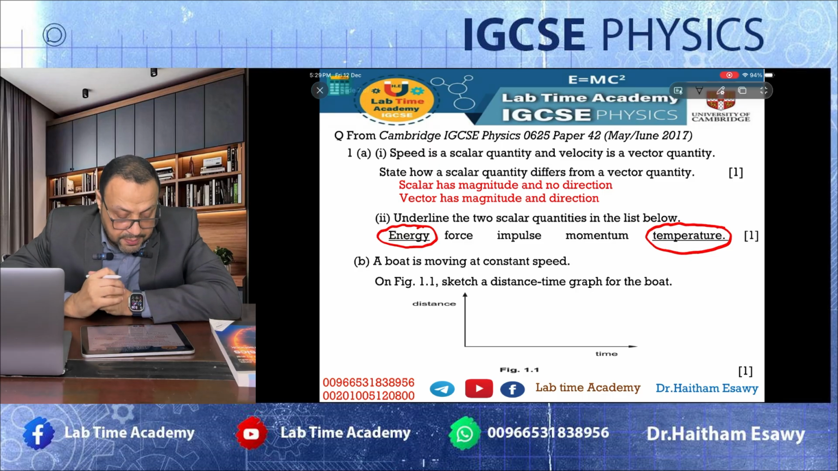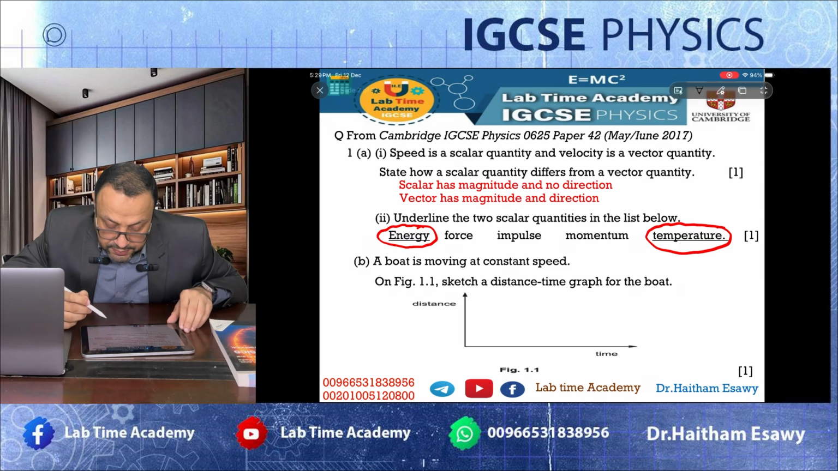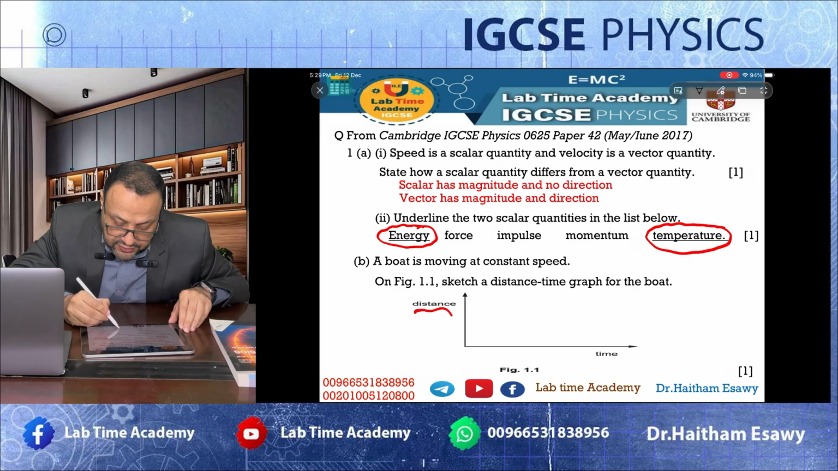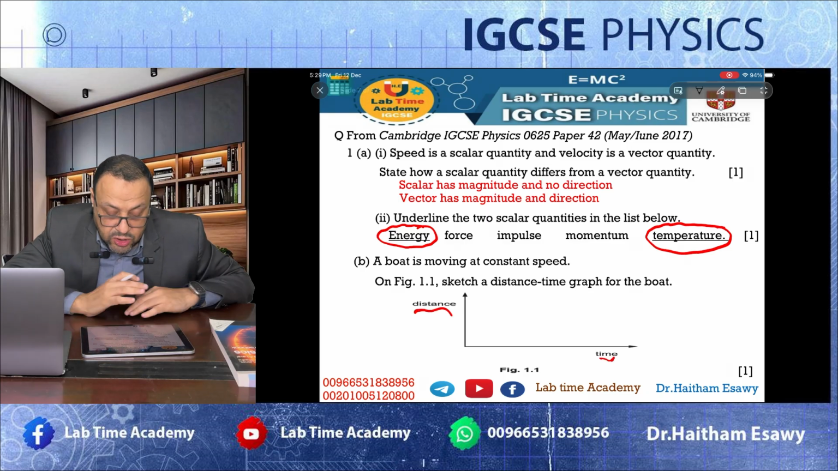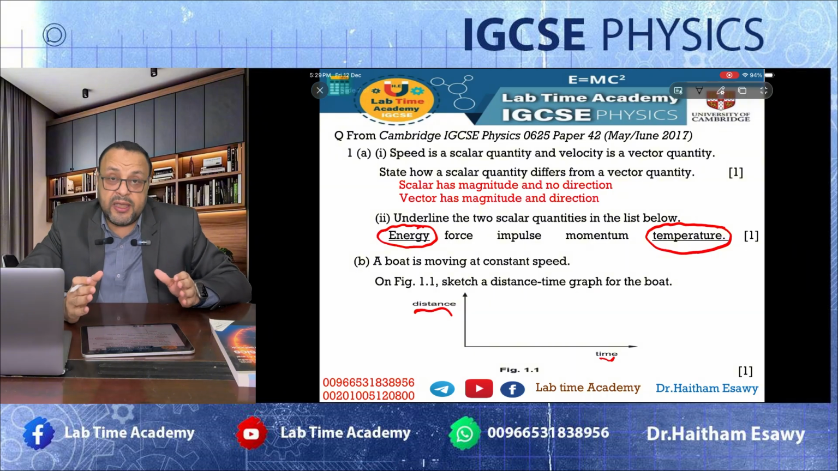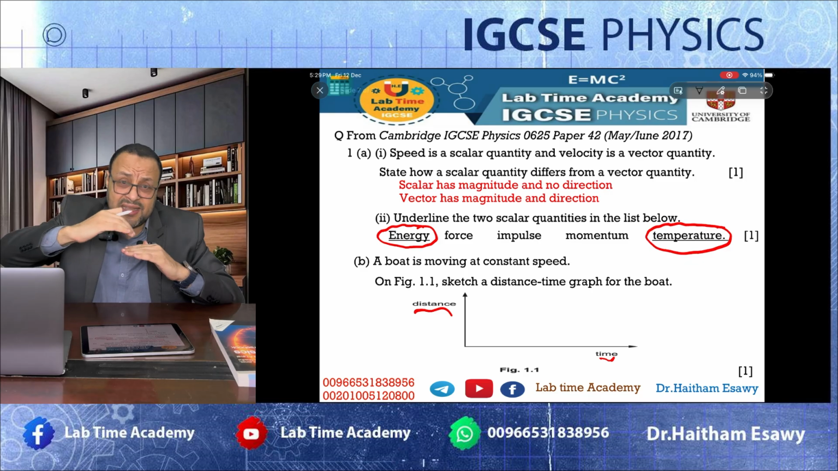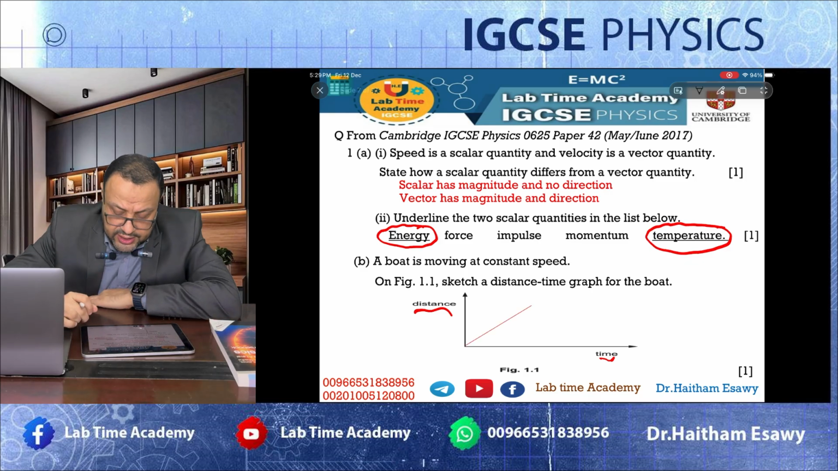Part (b): a boat is moving at constant speed. In Figure 1.1, sketch a distance-time graph for the boat. As you see, we have distance on the y-axis and time on the x-axis. To represent a constant speed, we know that we have to draw a straight line starting from the origin. So this will be the answer.